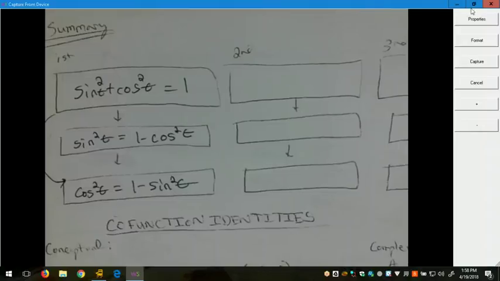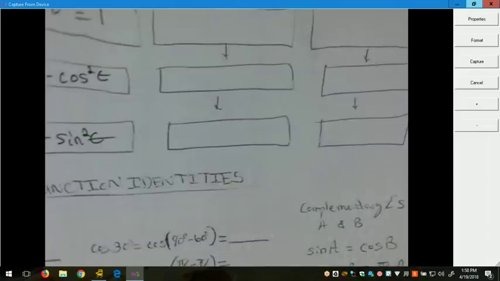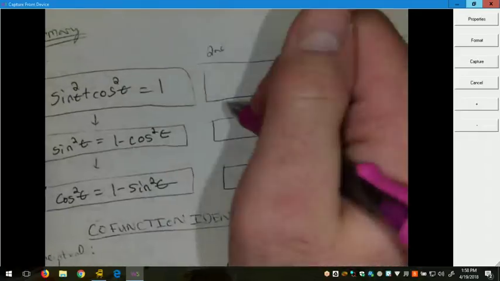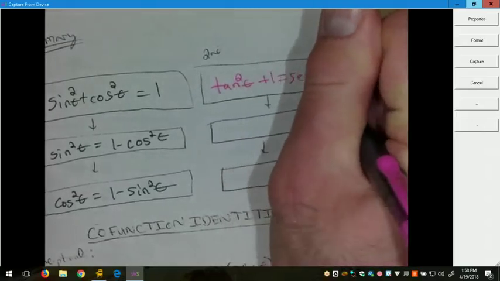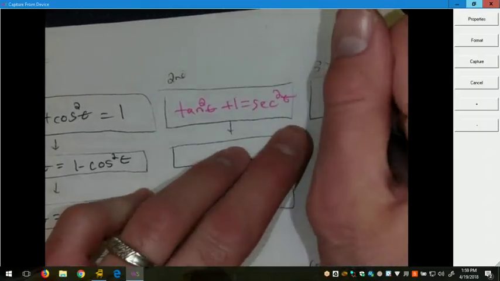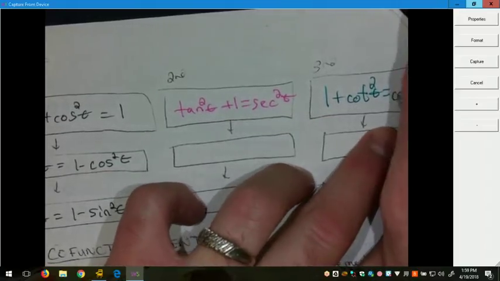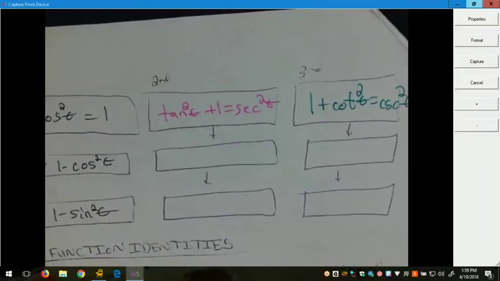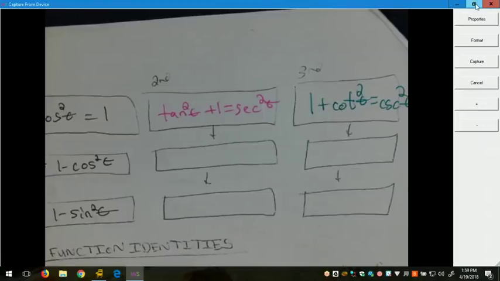Take a moment to pause the video and see if you can do this for the second and third functions after you've written them down. So remembering that this one is tangent squared theta plus 1 equals secant squared theta. And 1 plus cotangent squared theta equals cosecant squared theta. If you can, pause the video for a moment and manipulate those to solve for tangent squared by itself, 1 by itself, and cotangent squared by itself.